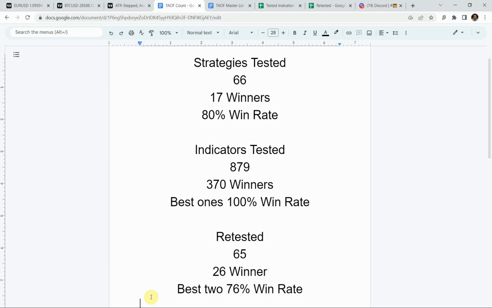Now, keep in mind that we test most of these strategies and indicators on the Forex and crypto market, but they can be applied to just about any market and time frame universally.